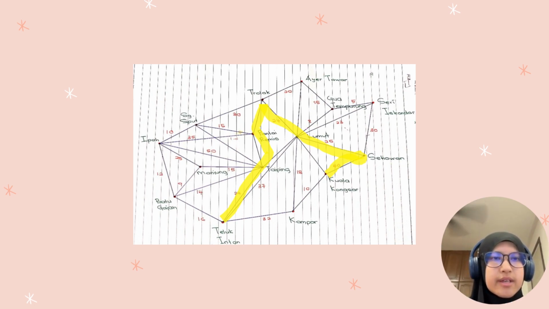So second spanning tree, from Teluk Intan to Taiping, Taiping to Pantai Remis, Pantai Remis to Trolak, Trolak to Lumut 24, Lumut to Setiawan 25, Setiawan to Kuala Kangsar 40.